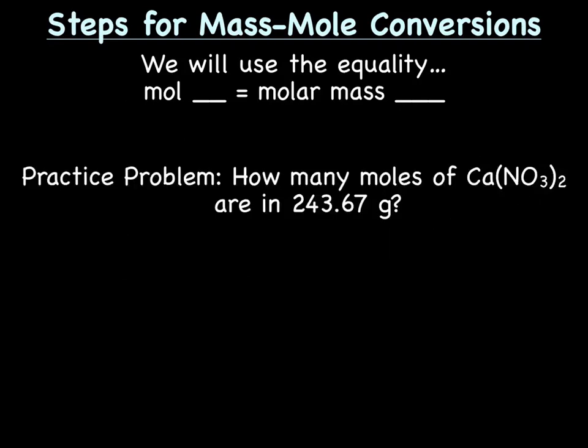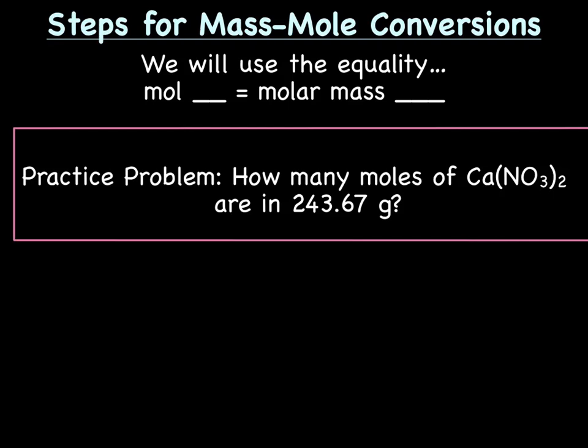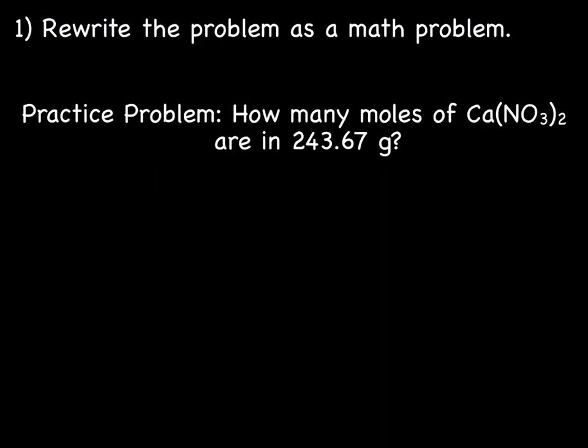All right, so as we're going through the steps for mass mole conversions, we are going to be calculating this practice problem right here. How many moles of CaNO3, or calcium nitrate, are in 243.67 grams? So why don't you jot that practice problem down? So the first step is to rewrite the problem as a math problem. This is going to become more important as we go through the semester and our problems get more difficult. So again, our practice problem is how many moles of CaNO3 are there in 243.67 grams.